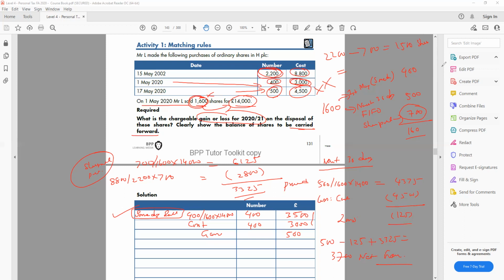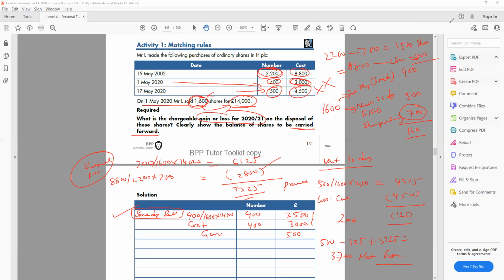And how much is the cost? Very simple. So this cost was 8,800, the total cost. And if you minus 2,800, that we take away, 8,800 minus 2,800, that will give us 6,000. 6,000 is the balance that will be carried forward for the cost for 1,500 shares. That's how we can do all this share matching calculation.